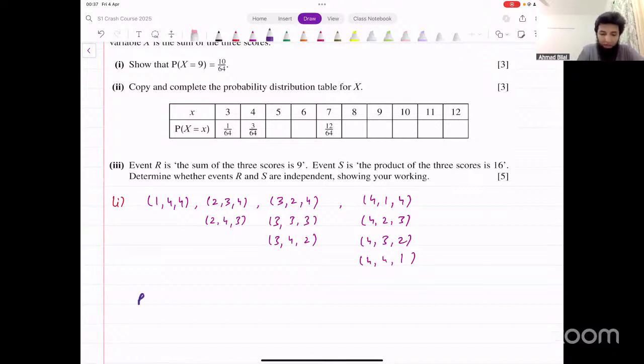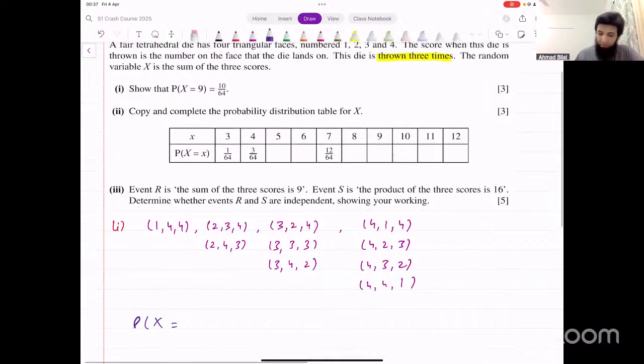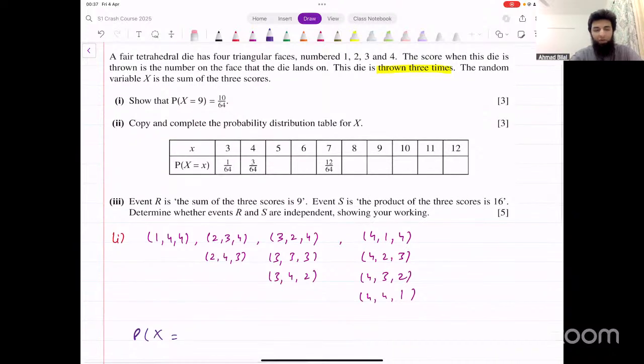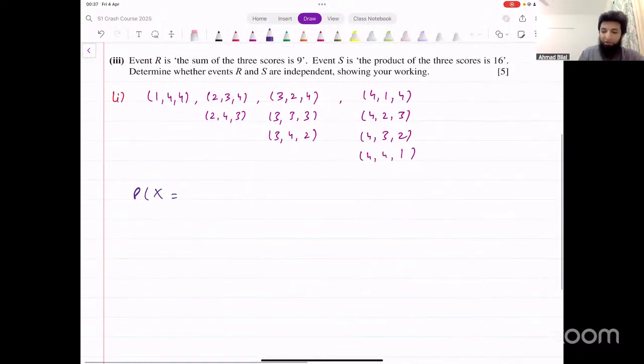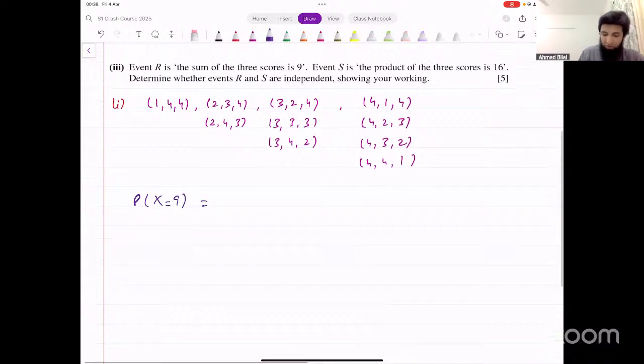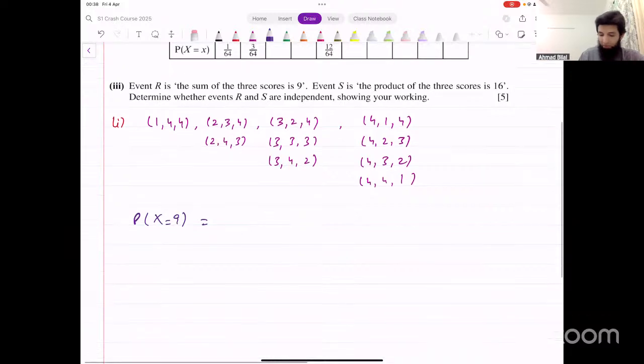How many total cases would you have? You're throwing 3 dice. For one of them, you have 4 possibilities. For 2 of them, 4 times 4, 16 possibilities. For three of them, 4 times 4 times 4, that's 64 possibilities. So the total number of possible outcomes is 64. Out of them, 10 satisfy the condition. So what's the probability that we were looking for? It's 10 out of 4 times 4 times 4.